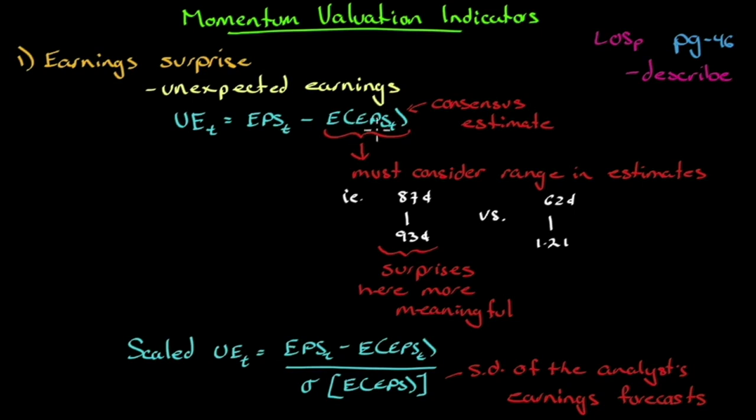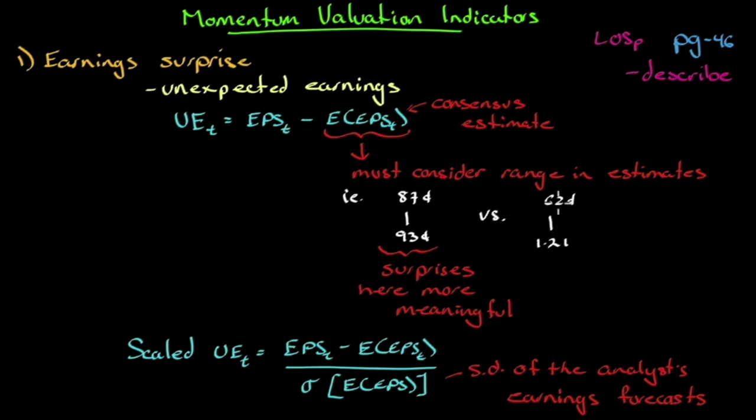For the expectation, you must also consider the range in estimates. For example, have a look at two ranges here. Let's say that there are 30 analysts, each providing an estimate for EPS for the next quarter. In one, the range is between 87 and 93 cents. In the other, the range is between 62 cents and $1.21. And let's say that you have a 10-cent surprise. On which one would it be more critical?